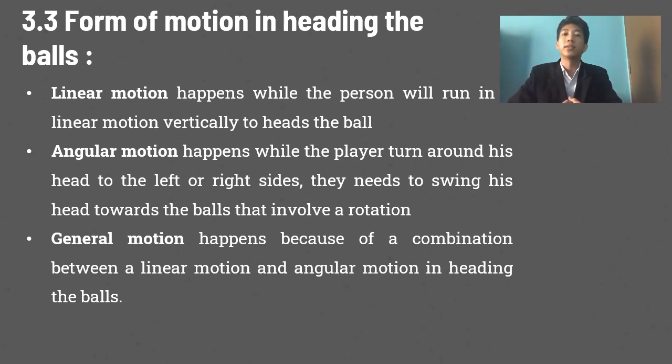As for the next one, which is angular motion, this is because the player will turn his head to hit the ball, which also involves rotation. And for the last one, which is general motion, it is a combination of linear and angular motion that happens because the player needs to perform the heading of the ball.